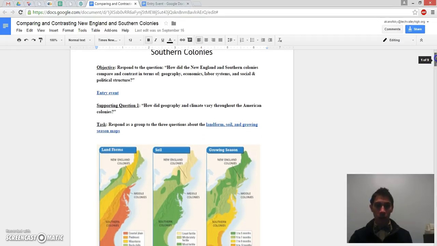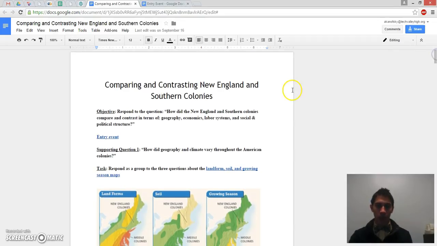Now let's take a look at what you're going to be doing in this workshop. Once again, the objective is going to be responding to the question, how did the New England and Southern colonies compare and contrast in terms of geography, economics, labor systems, and social and political structure? So it seems like a lot, but you're going to have a lot of good resources to figure out an answer to these questions. First thing you'll do is the entry event.